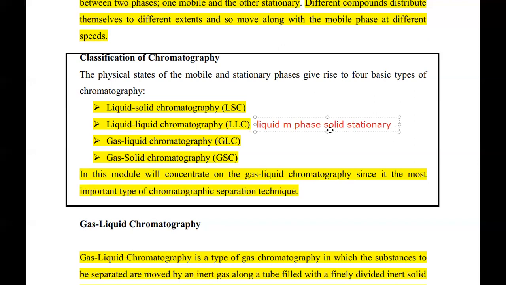Something can be applied here. Now here we've got both of them of the same physical state. So we have liquid chromatography, and I'm going to explain how each one of these is used and how to determine which one is the best method to use. And then we have another one, gas liquid chromatography.